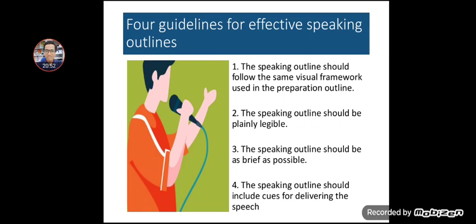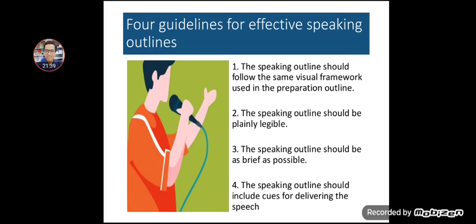Lucas had shared with us four guidelines for an effective speaking outline. Number one, the speaking outline should follow the same visual framework used in the preparation outline. So it is not going to contradict each other. It will follow the same flow in terms of the contents and the arrangement, which part needs to be delivered as the first point, and then second point, third point, and so on.